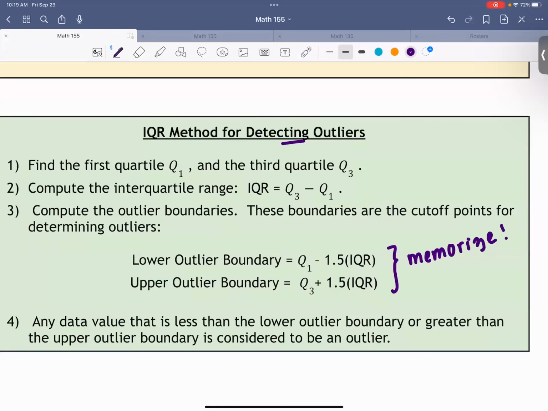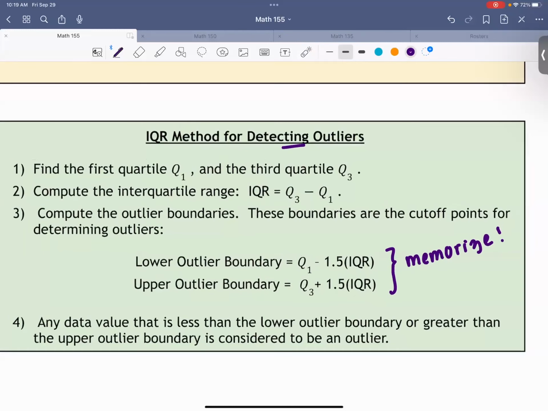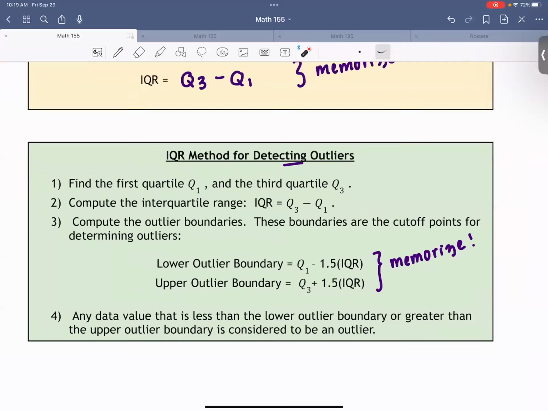Now, there's really no way to memorize these two using the name or anything. But it's really just multiplying the IQR by 1.5 and either subtracting it from or adding it to the quartile. So it is a little bit of work to memorize these two, but I promise you it's not too bad. Number 4, any data value that is less than the lower outlier boundary is an outlier. If you have a number that's greater than the upper outlier boundary, you also have an outlier. If that doesn't make sense to you, let's do an actual example and then it'll make a lot more sense.